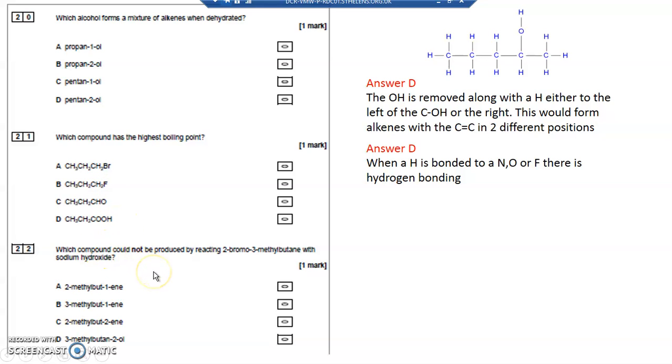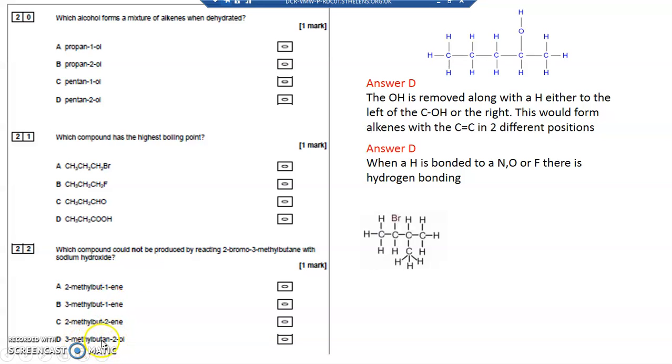Which compound could not be produced by reacting 2-bromo-2-methyl butane with sodium hydroxide? So I've drawn for you here 2-bromo-3-methyl butane. I've drawn it here with sodium hydroxide. So what could happen with sodium hydroxide? It could replace the Br by nucleophilic substitution if I used cold water as my conditions. So I could end up with 2-hydroxy-3-methyl butane.